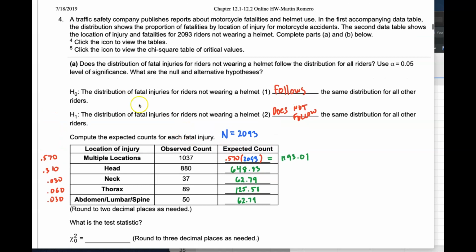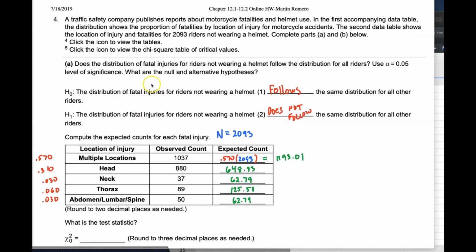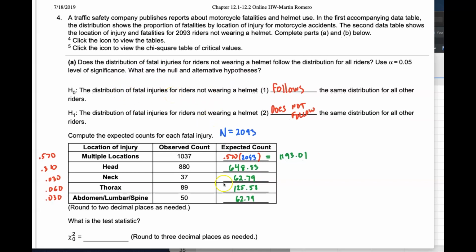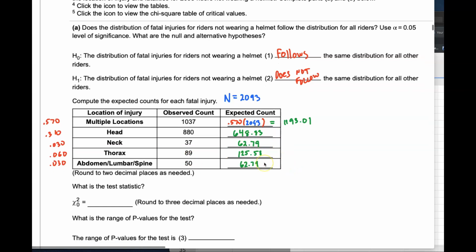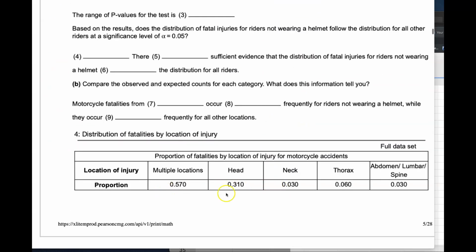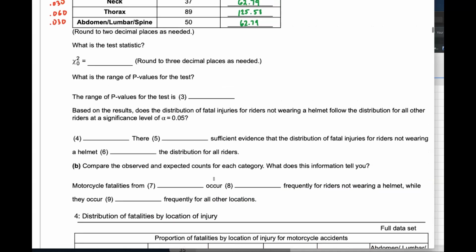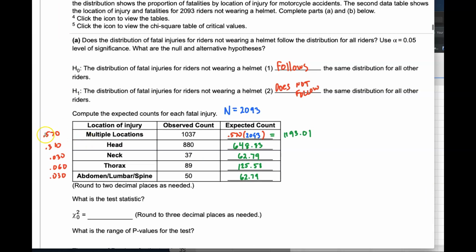And so that would be our null and alternative hypothesis here. Looking at, does the distribution of fatal injuries not wearing a helmet follow the same distribution, or does it not follow? And so what we have to do is calculate what we would expect to see in the normal situation. Here is the distribution for those who had fatalities in a motorcycle accident. And so what we do is we take those percentages multiplied by the n value here to get your expected counts, and those are the ones in green right here.